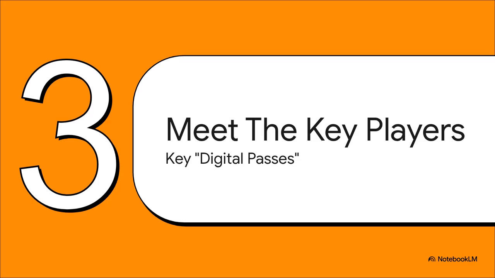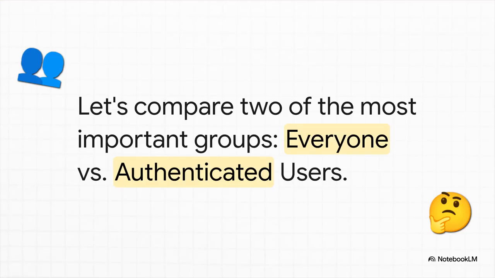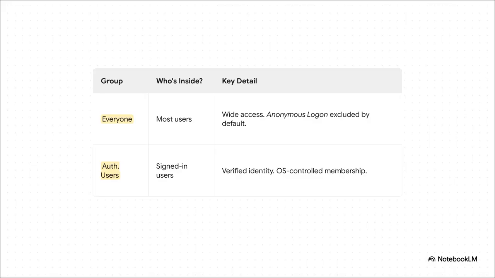These are the digital access passes that your computer is handing out all the time, whether you know it or not. And we have to start with a really fundamental concept in Windows security, and that's the difference between the Everyone group and the Authenticated Users group. Getting this distinction right is absolutely critical. The Everyone group is, well, just like it sounds. It's incredibly broad. It includes pretty much any user that has some kind of access.